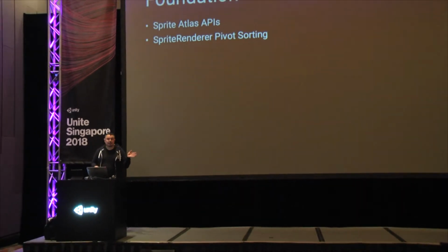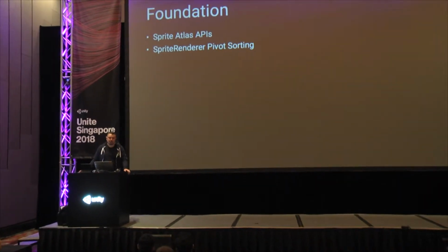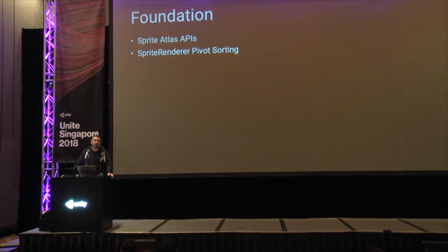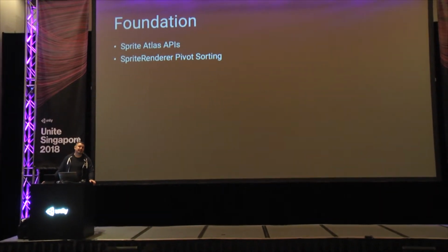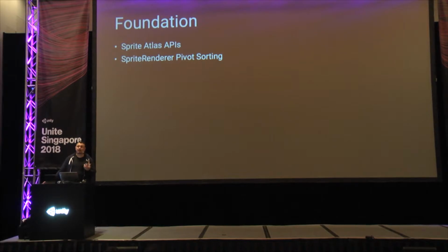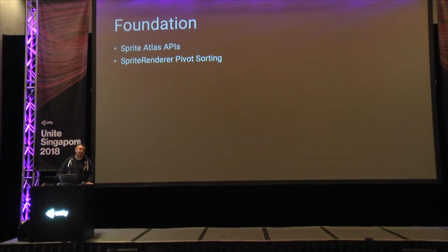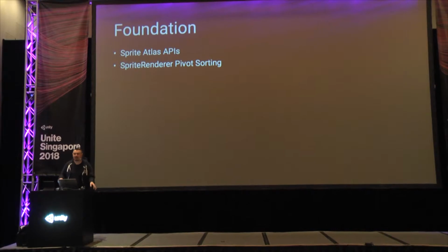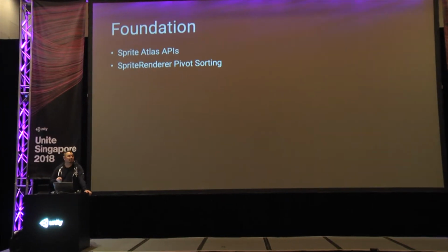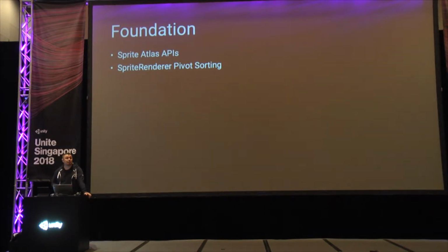So one of the big additions we made this year was Sprite Atlas APIs. So if you are using the Sprite Atlas asset and you want more control over when and how you build those atlases, there is now an API behind that. So you can create and add and build those Sprite Atlases as you need to in your pipeline.